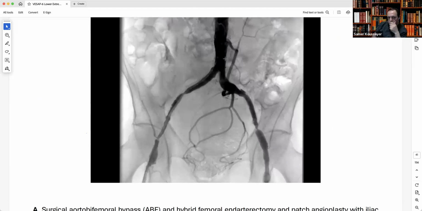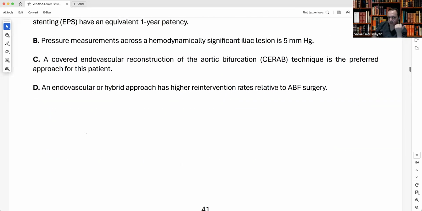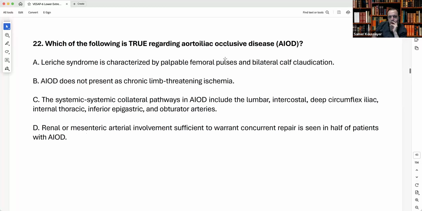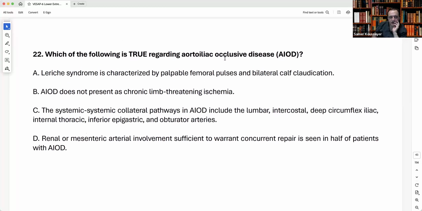So we have two types of collateral to the lower extremity from aortic occlusive disease. As systemic, we mentioned them before, like lumbar, intercostals, circumflex, internal thoracic, inferior epigastric, obturator arteries. And then you have visceral, which usually comes from the inferior mesenteric, which comes from the superior mesenteric. If you have occlusion at the level of the renals, or above the IMA, then the collateral comes from the SMA to the IMA.